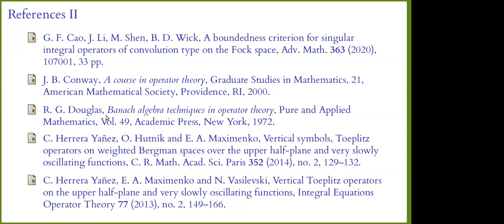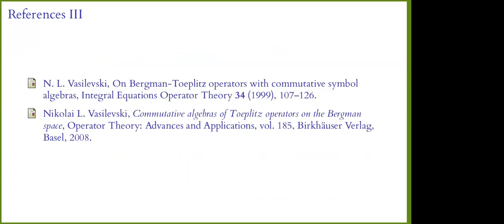Now again, these two are the books for some operator theoretic results. And in the last two, vertical operators are discussed. In the last one, such operators are discussed on the upper half plane, and in the last but one, the results are extended to the vertical operators on weighted Bergman space over the upper half plane. And these are the things I have referred for studying the various classes of commutative C-star algebras available on the Bergman space over the upper half plane, as well as on the Bergman space over the unit disk.